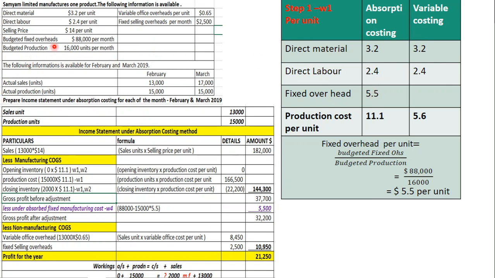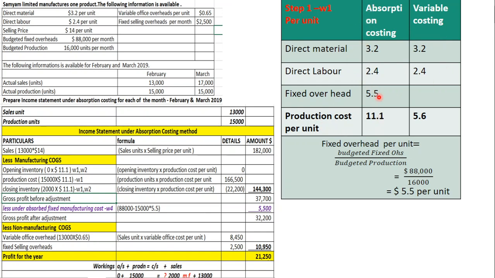Then we need fixed manufacturing overhead. Now fixed manufacturing overhead is also not given directly, so we need to calculate it using this formula down here. You can also call it fixed overhead. So fixed overhead per unit, or your fixed manufacturing overhead per unit, is obtained by using the formula budgeted fixed overhead divided by budgeted production. So let's look up here. You have your budgeted overhead 88,000 and then budgeted production 16,000. When you divide this, you get 5.5. This amount you put here, and then you add this up, you get 11.11 as the production cost per unit under absorption costing.